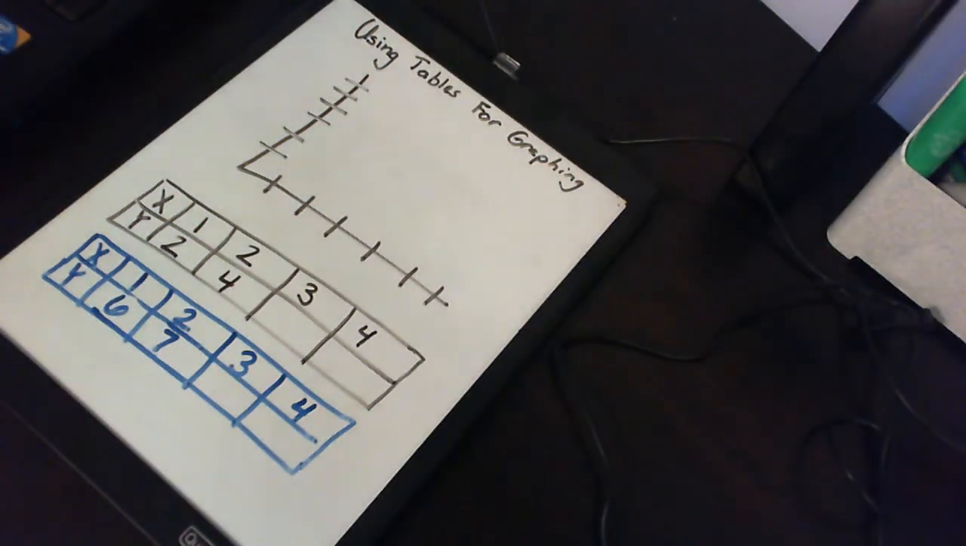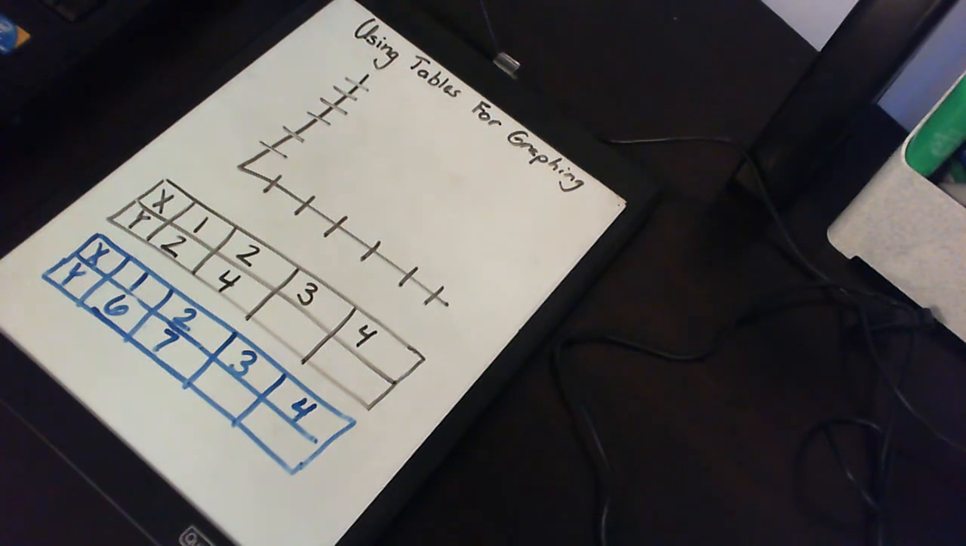Welcome back. This week we are going to be using tables, often called input and output tables, to help us graph in quadrant 1 on a coordinate plane. Now if you look at the picture, you just see an L with tick marks, and it's not a cross because we're only looking at quadrant 1, so there's no need to draw the other quadrants.